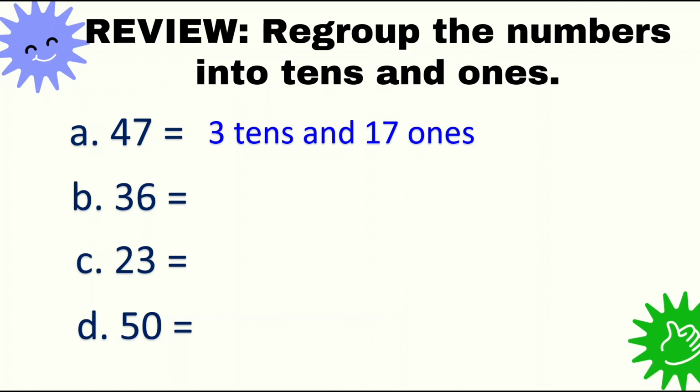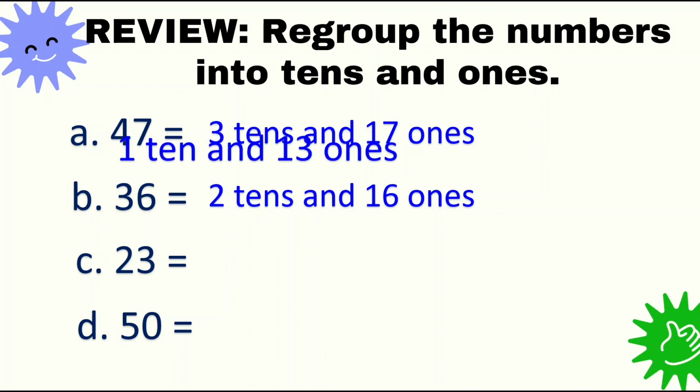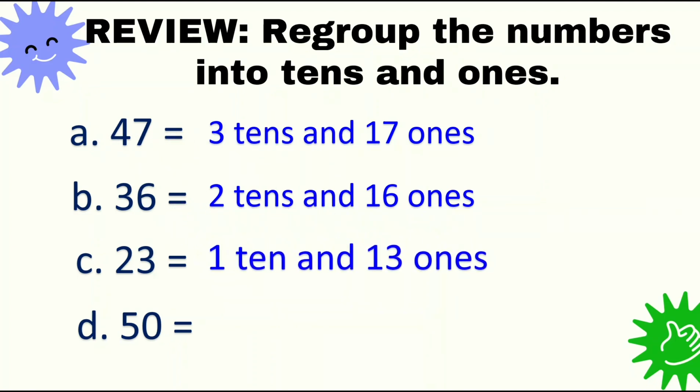Alright, so can you do letter B? Go! Correct! That is 2 tens and 16 ones. Very good. How about letter C? Great job! It's 1 ten and 13 ones. What about letter D? Yay! It's 4 tens and 10 ones. Very good!